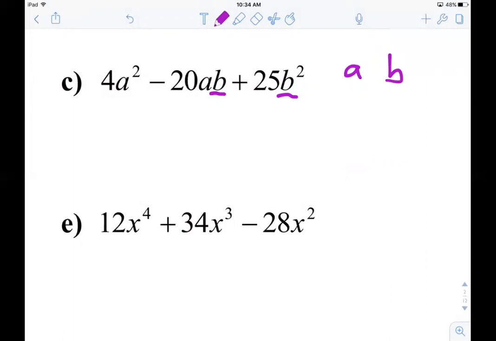Well, again, lots of different combinations we could try. So even for a, we need it to equal 4. So we could try 4 and 1 if we wanted to. But I'm just going to skip ahead to one that I know will eventually work and try 2 and 2.